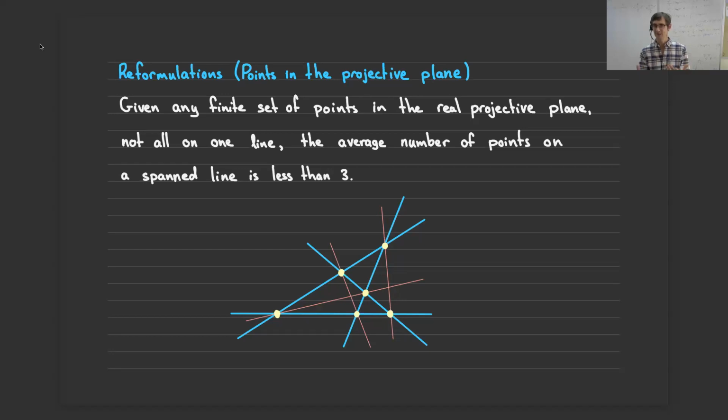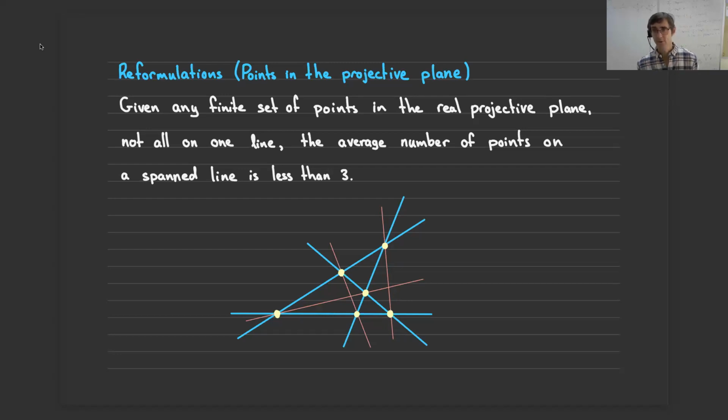So first of all, let me just state it as a result in projective geometry instead of using matroid theoretic language. So I started off with a rank 3 matroid. That you can think of as just a set of points in the real projective plane, not all on a line. And then I'm going to look at lines that are spanned by 2 of these points. Any 2 of these points, I look at the line and I count up the number of the points that are on the line. And the average is less than 3. Right? So that's just a restatement of the result in terms of points in the projective plane.